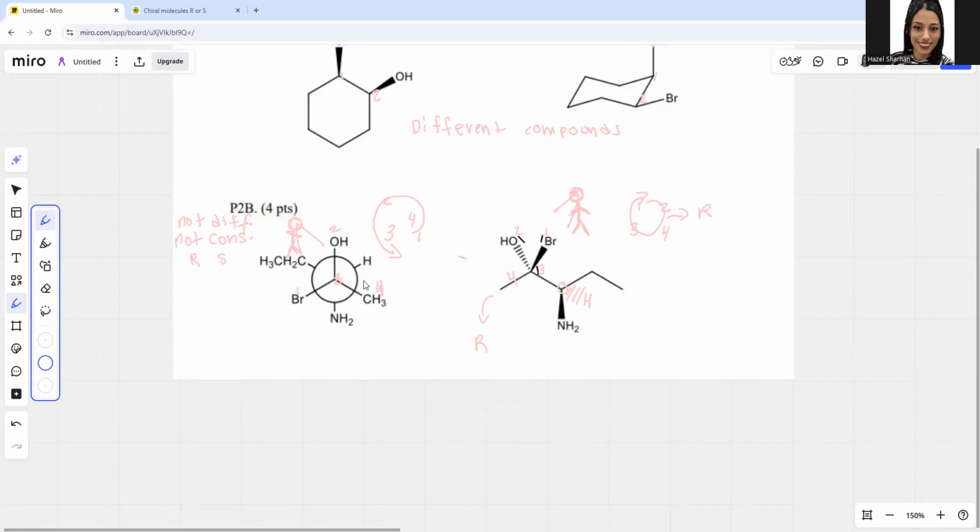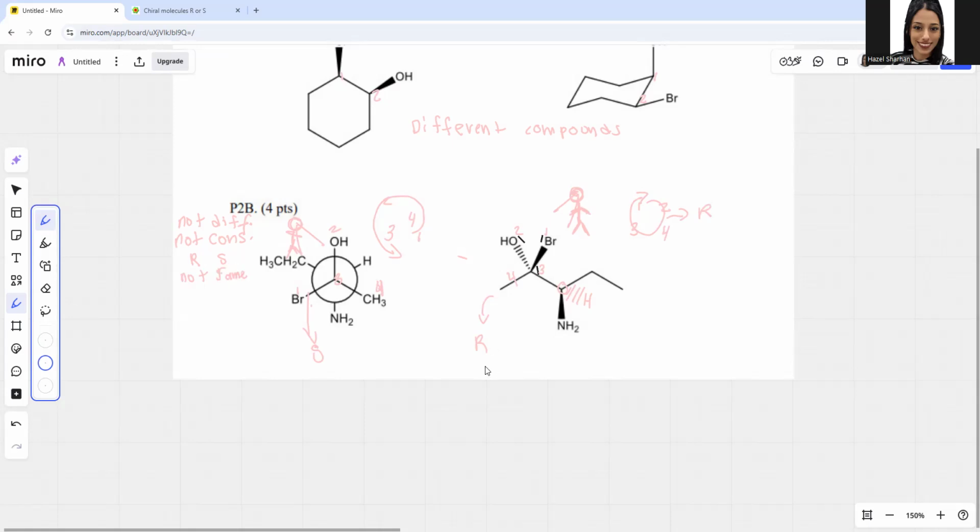So his version is correct because he has the methyl group facing away from him. So this one is counterclockwise, S. Right off the bat, this is an S and this is an R. They're not the same compound. So we can knock that out, because if they were the same compound, they'd have the same configurations.